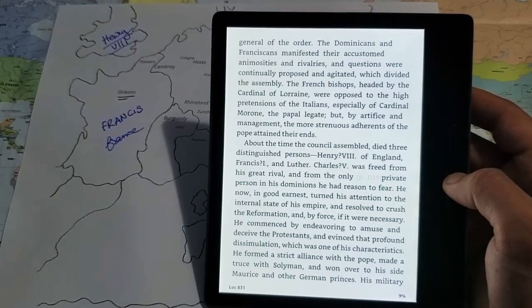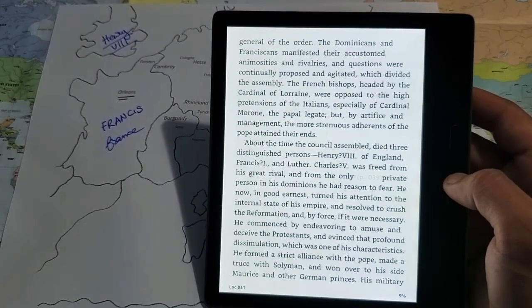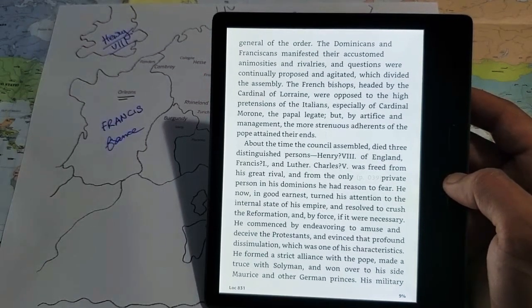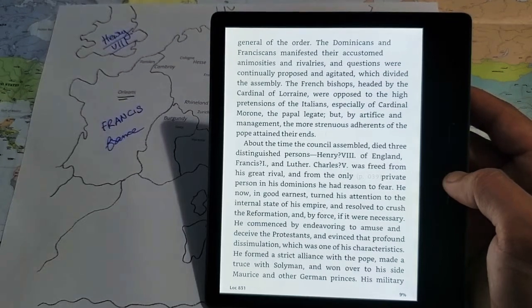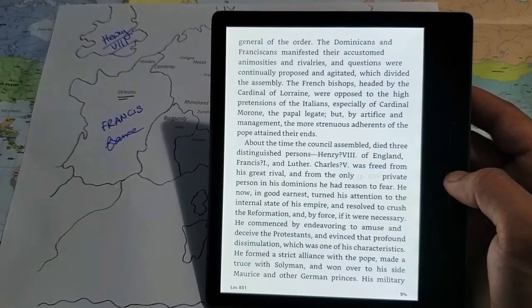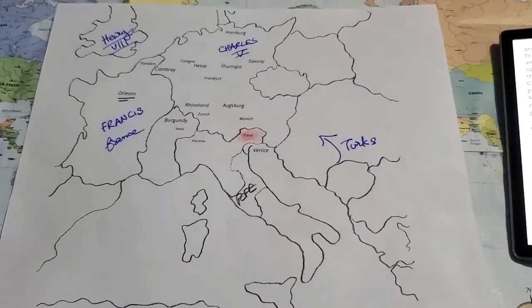About the time the council assembled, died three distinguished persons: Henry VIII of England, Francis I, and Luther. Charles V was freed from his great rival, the only private person in his dominions he had reason to fear. He now, in good earnest, turned his attention to the internal state of the empire and resolved to crush the Reformation by force if it were necessary.